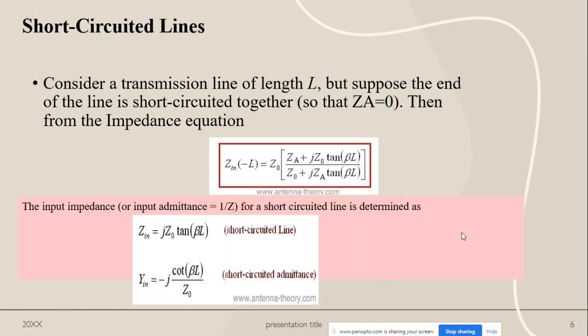Now there are two types of transmission lines, short circuited and open circuited. Short circuited lines are nothing but lines where I replace the output or load impedance ZL with a short circuit. I'm going to short circuit the end, which is why I call that line a short circuited line.